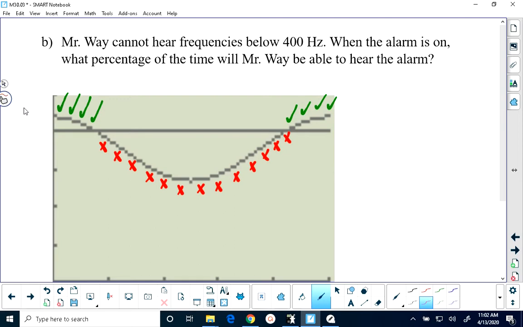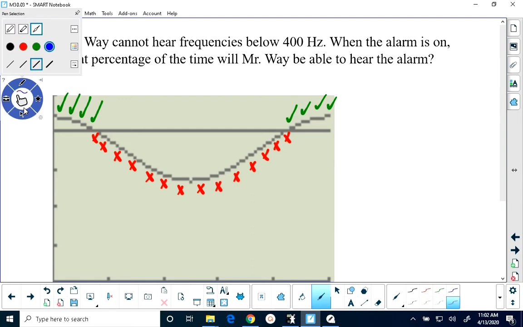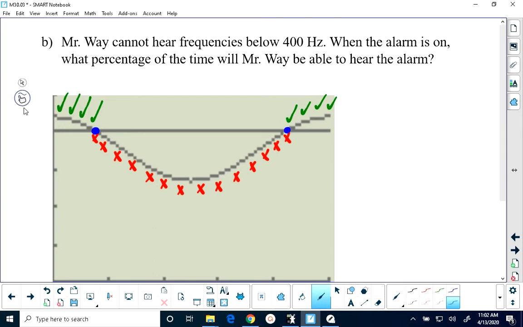And you can see just by looking at this that it's certainly less than 50% of the time I can hear things. Your job for me right now, and then I will do it with you after you do it, is to find the point of intersection on this side and the point of intersection on this side. Then we can worry about determining what percentage of the time I can hear this thing. So when you find those, resume the video.